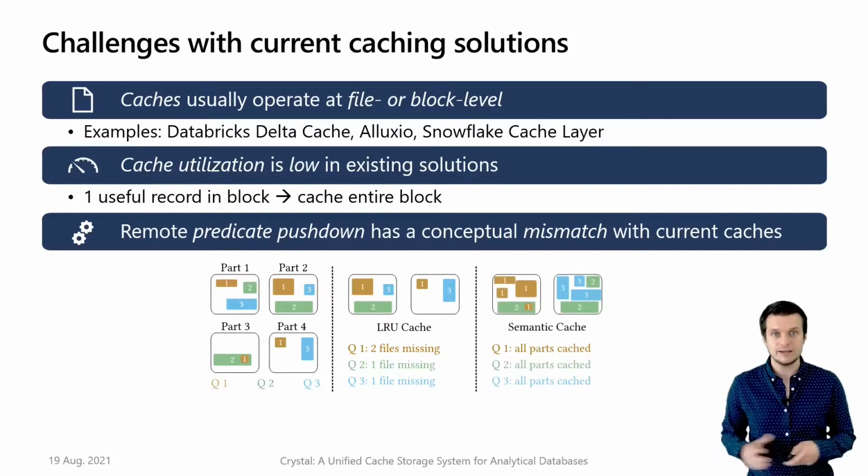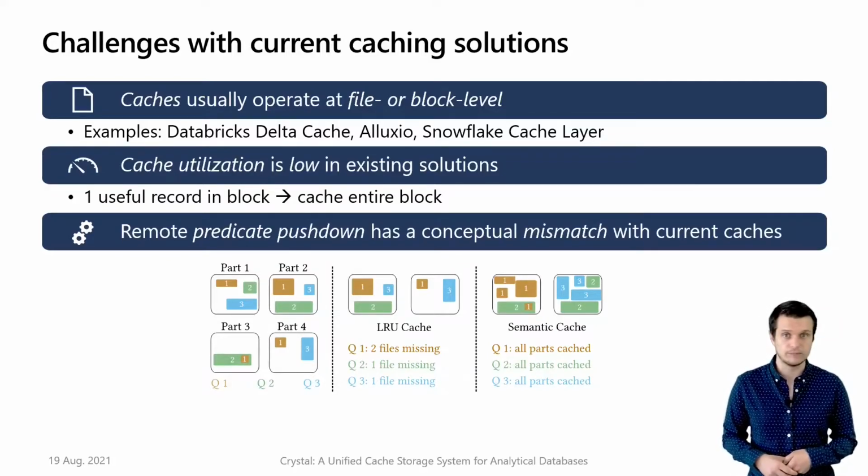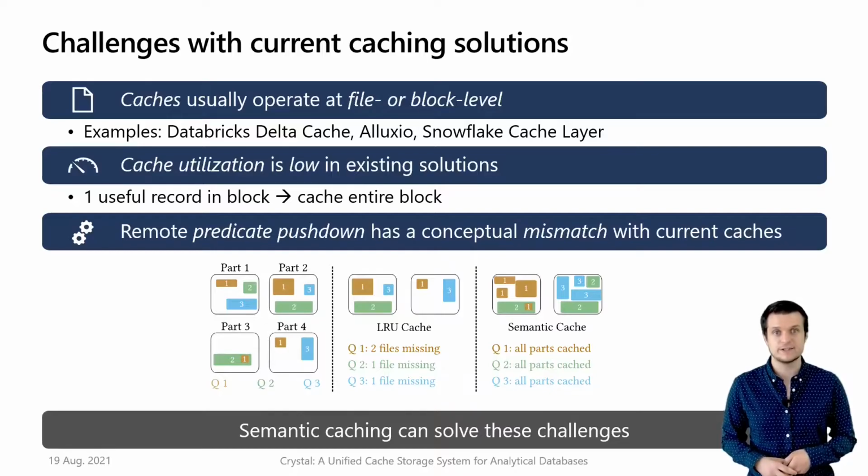However, if we now aggregate all of the information which is really needed for the queries, we can see that this information would fit in the very same space. So, with semantic caching, where we actually store the relevant information, we can see that all queries can be computed fully locally. That's why semantic caching can solve these challenges.